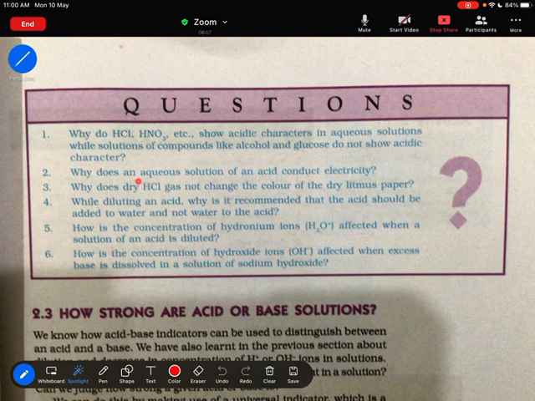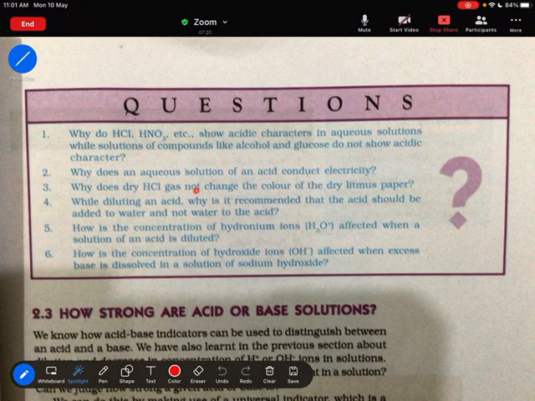Next question, why does an aqueous solution of an acid conduct electricity? Aqueous solution of acid provides ions, H plus and OH minus ions. So these are the carriers of current. So it conducts electricity. It is a conductor. Why does dry HCl gas not change the color of the dry litmus paper?